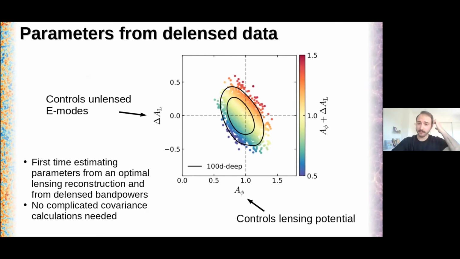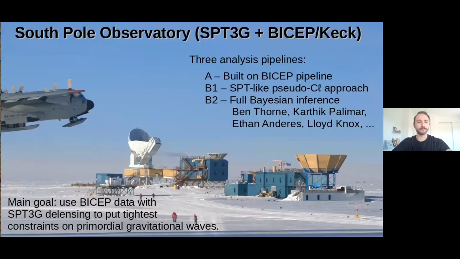And this is the kind of thing which is actually quite difficult and has not, I believe, been done to date because it requires this complicated covariance calculation between the reconstruction and then the delensed data. And that's something else that pops out of this sort of for free.